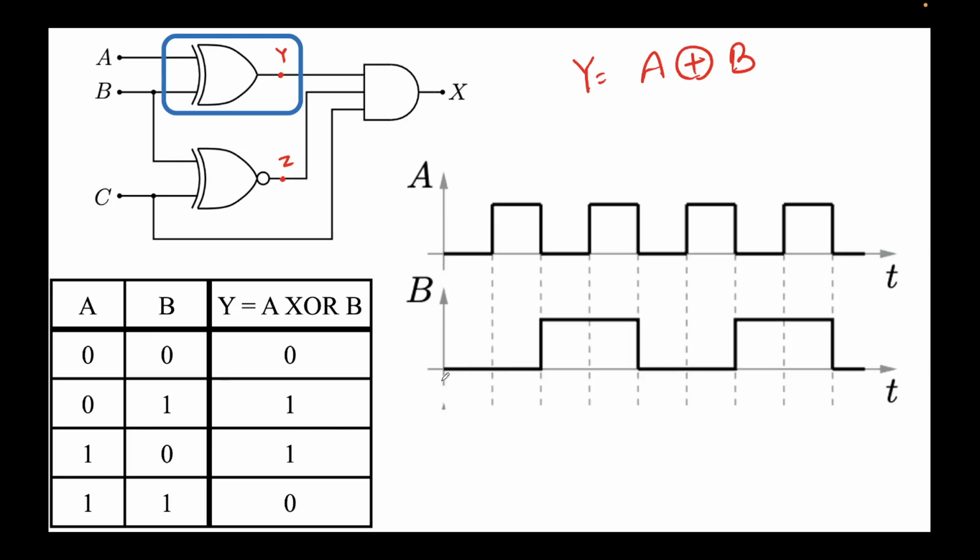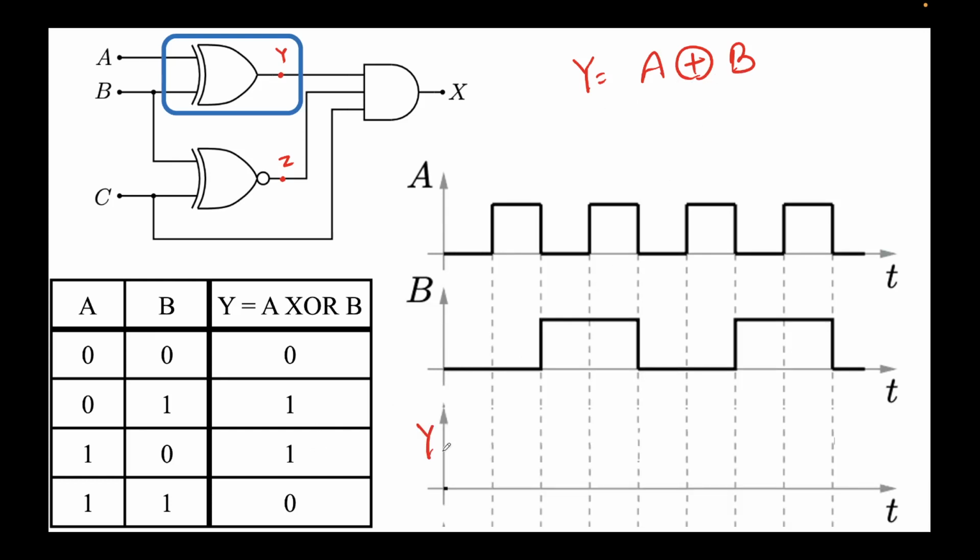All right, so let's evaluate y now. So y equals a XOR b, and now you want to evaluate y. I told you only when one of the inputs is high, the output will be high. Here both the inputs are 0, so the output will be 0. In this period, a is high, b is 0, so the output will be high. It will be like this.